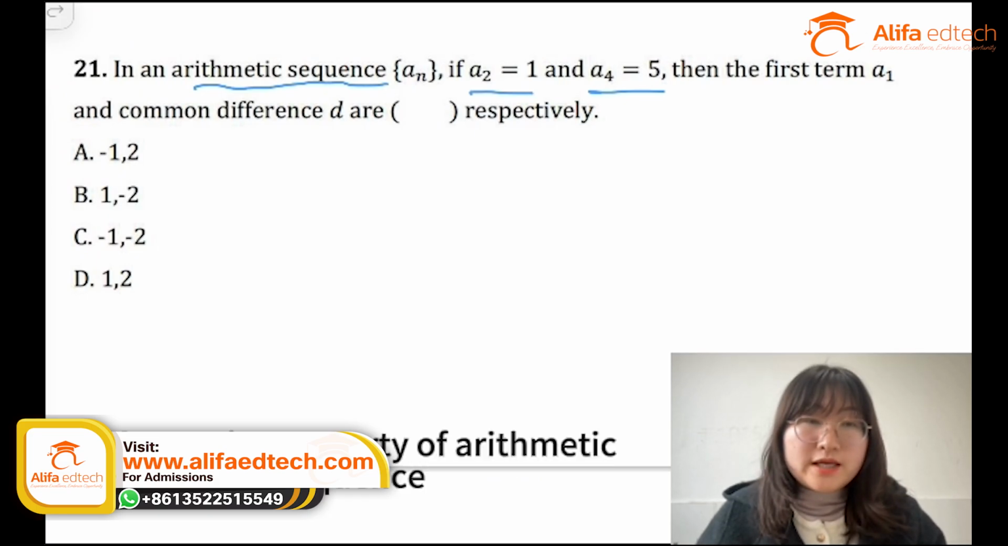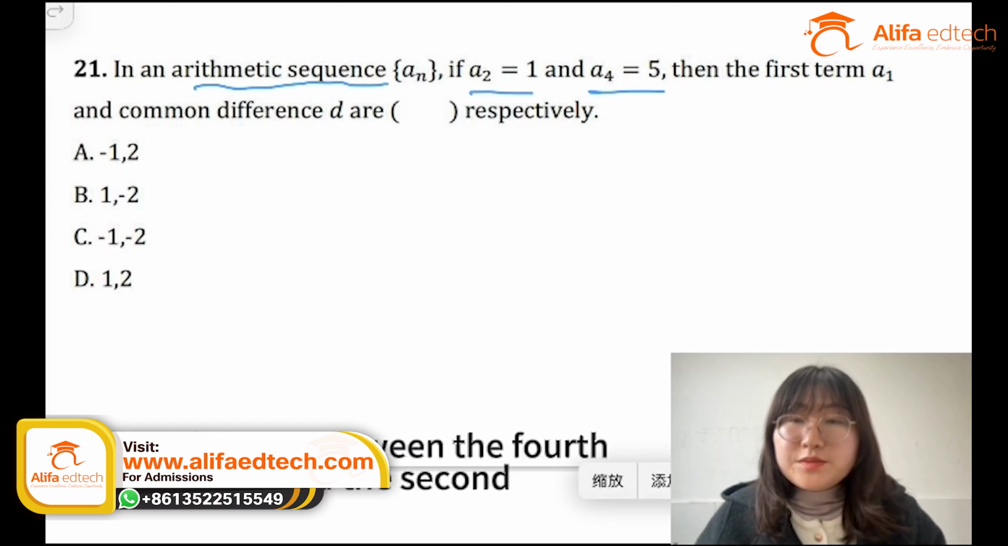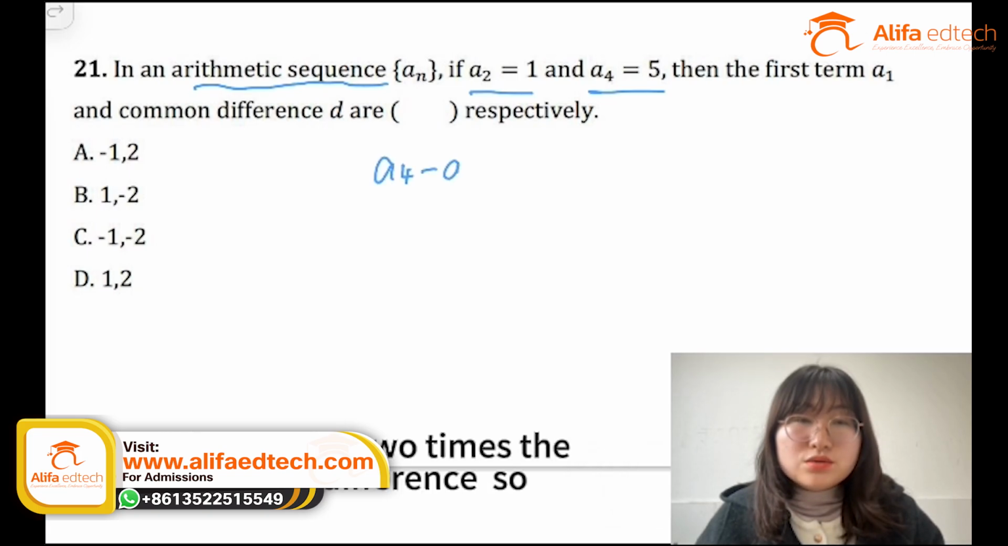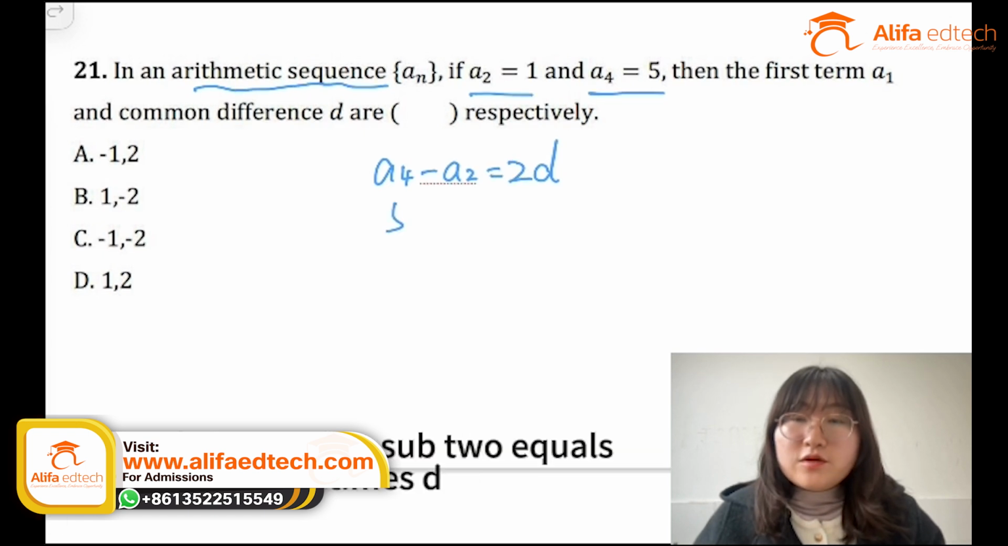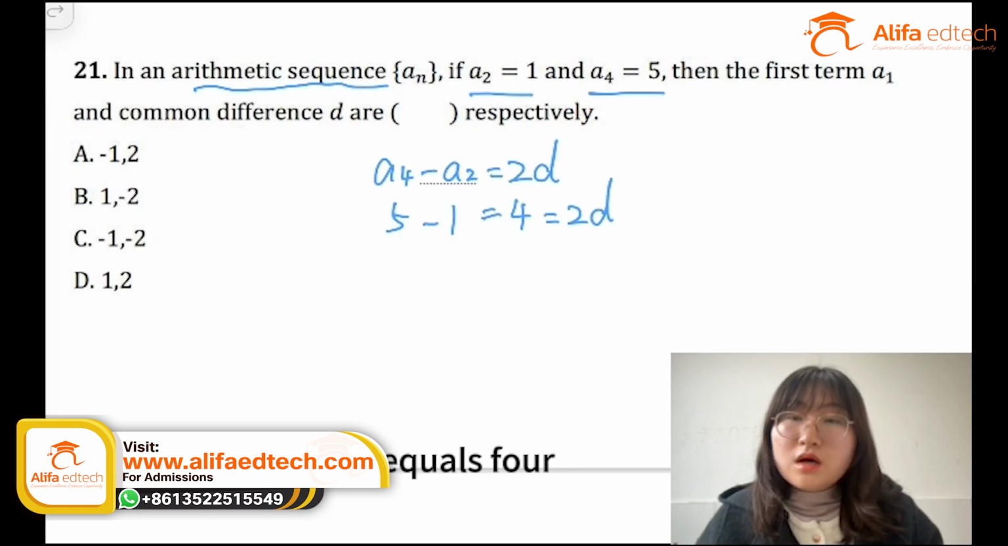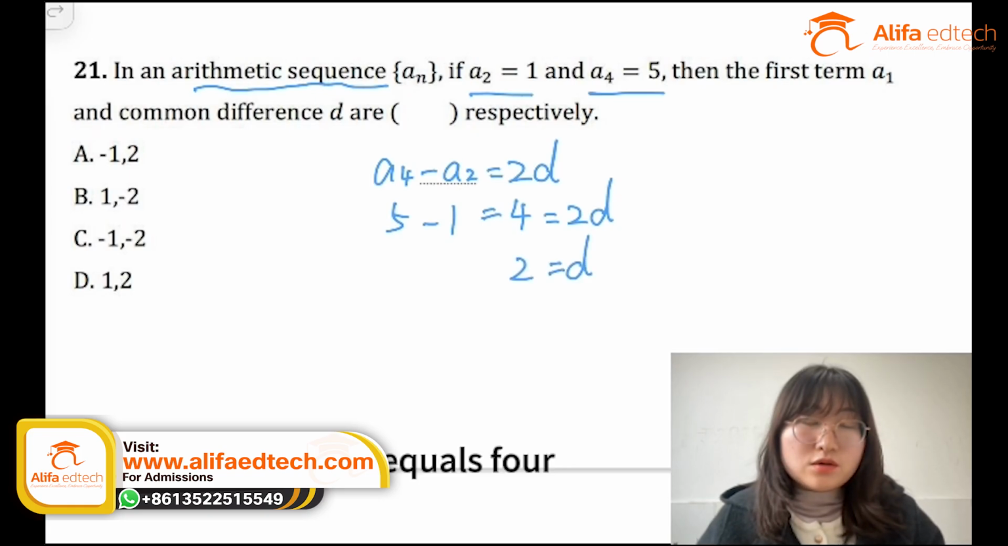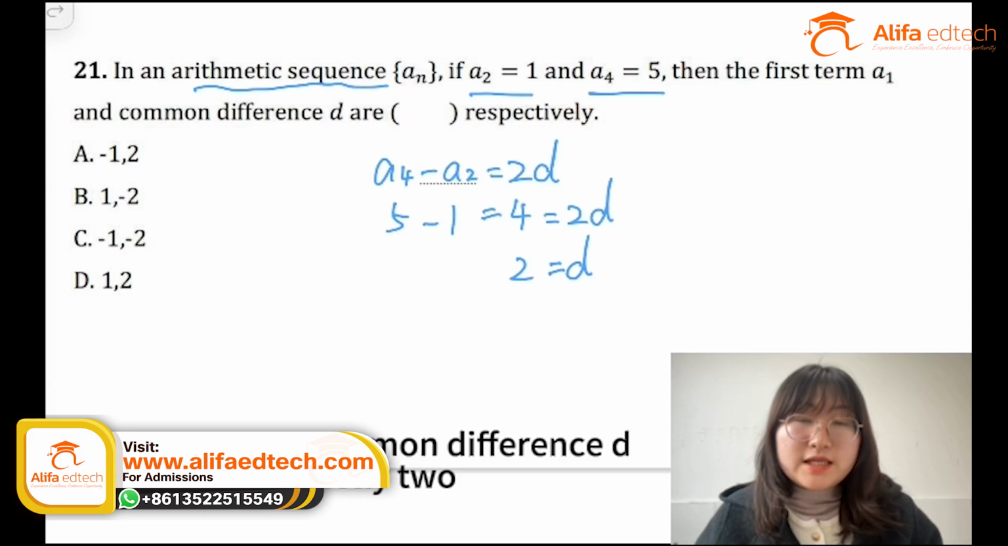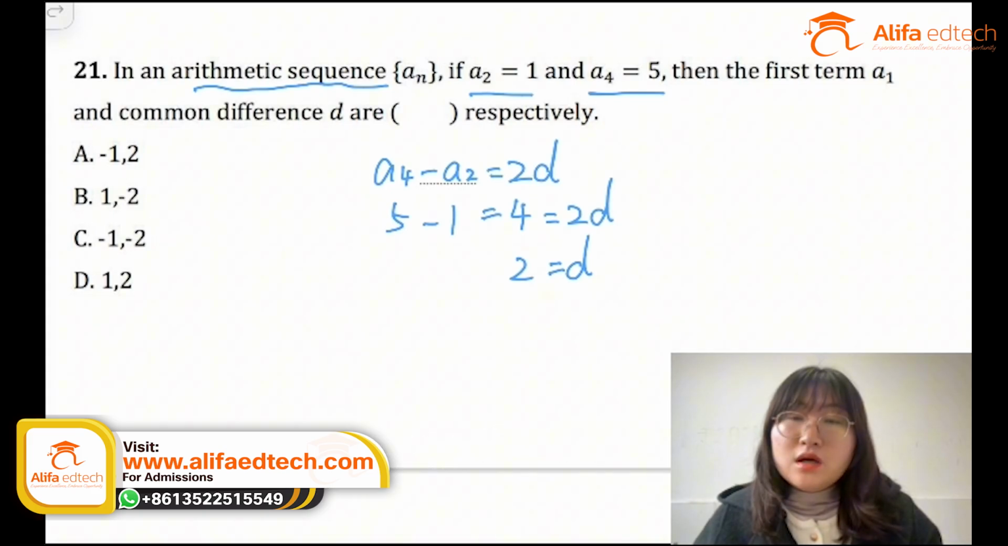Let's use the property of arithmetic sequence. The difference between the fourth term and the second term is exactly 2 times the common difference. So, a sub 4 minus a sub 2 equals 2 times d. Plugging in the numbers, 5 minus 1 equals 4, so 2 times d equals 4. This means our common difference d is exactly 2. The correct answer is A.